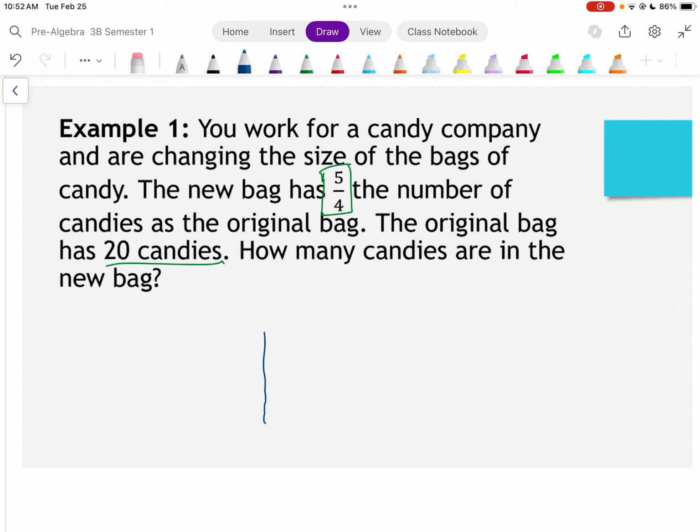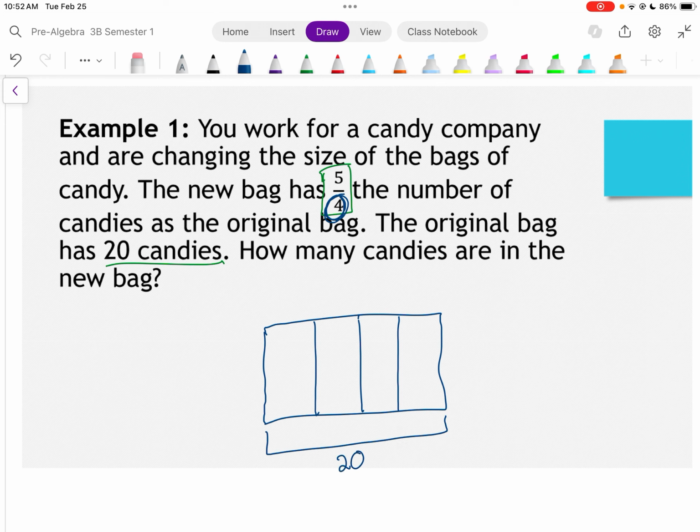So we're going to think about this in terms of here's our bag of candy. If we go to the original one, this bottom number tells us how many parts the original bag was split into. So we're going to split it into 4 pieces. And those 20 candies are split into 4 different parts. So if we take 20 divided by 4, that'll tell us how many are in each part. And in this one, that becomes 5. So there were 5 candies in each part of the bag.